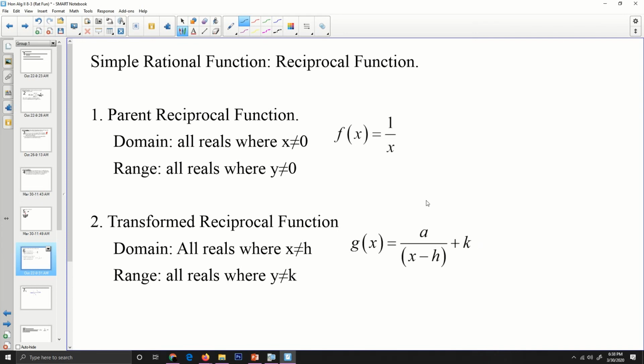Since the domain for the parent function is all reals where x is not equal to 0, this one is going to be all reals where x is not equal to h. Why? Because we move that vertical asymptote to the right h units. The horizontal asymptote at y equals 0, here we move that up k units, so y won't be equal to any value other than k.